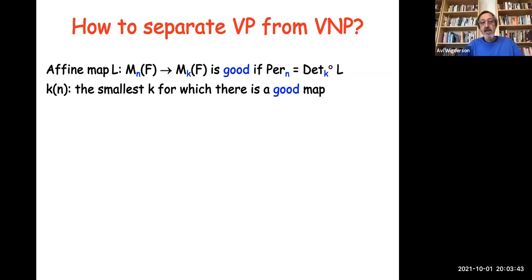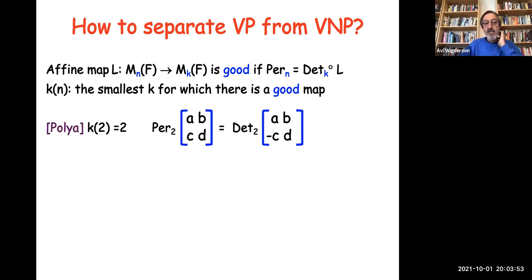So how much blow-up do you need to incur in reducing the permanent to the determinant? It turns out this question was asked long before Valiant and arithmetic complexity. Polya noticed that for 2x2 matrices, you don't need any blow-up. You see that you can reduce the permanent to the determinant this way. He also proved that for 3 it doesn't work, so K of 3 is bigger than 3. He was interested in this question without all this motivation.